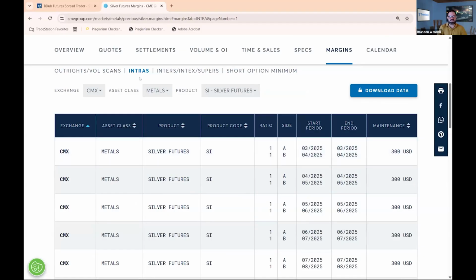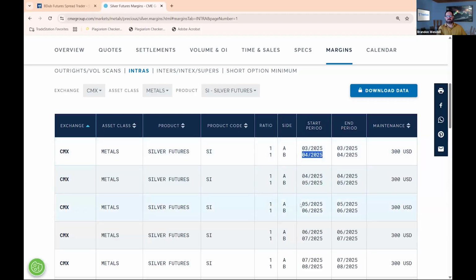intramarket. These are the spreads. So silver, notice it says ratio 1-to-1, side A and B. One of those is a long, the other one's a short. Doesn't matter which. When it says A and B, it just means that one has to be different from the other. One has to be a long, one has to be a short. In this case, this would be the spread for silver March 2025 versus April 2025.